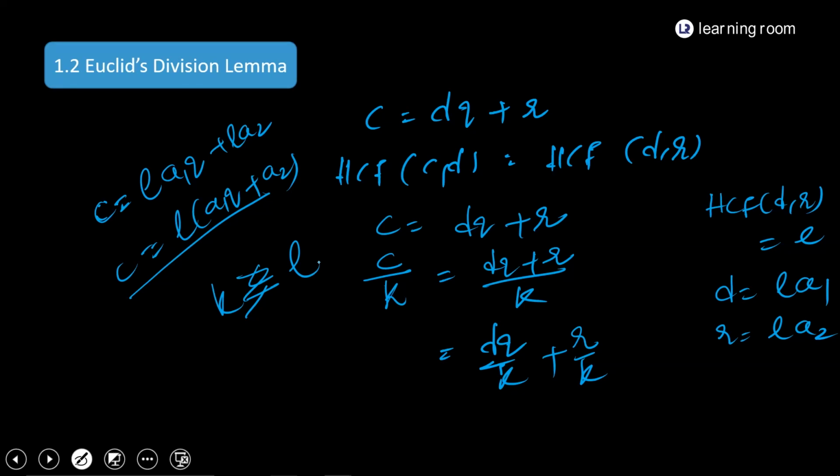So now also we need to show that. K is a factor of R, right? K is a factor of R. So it says that K must be less than or equal to L, right? So from these both we can say that K is equal to L. Is it clear?